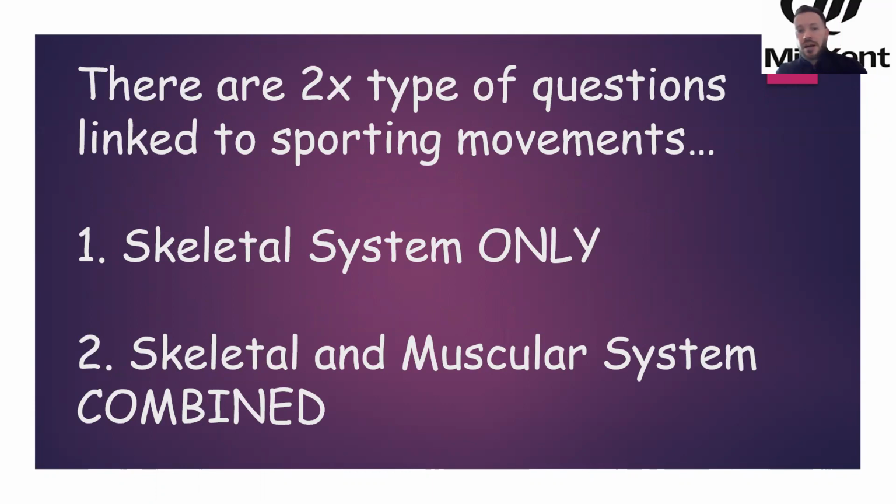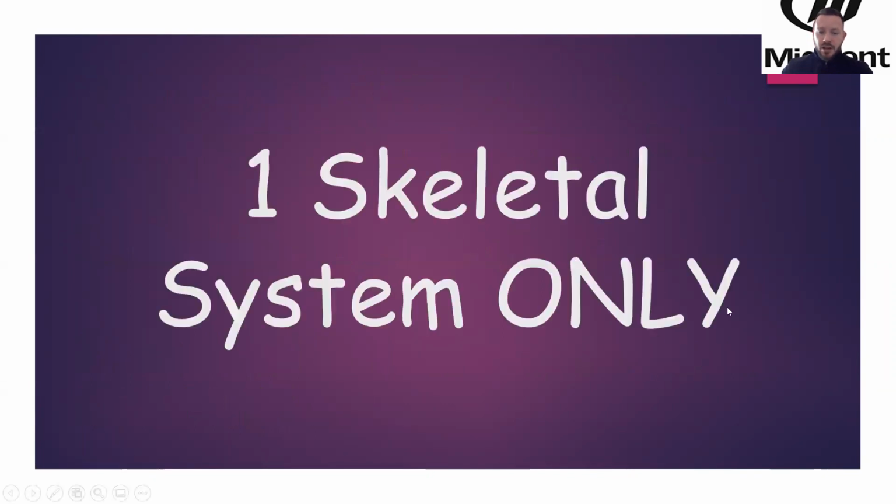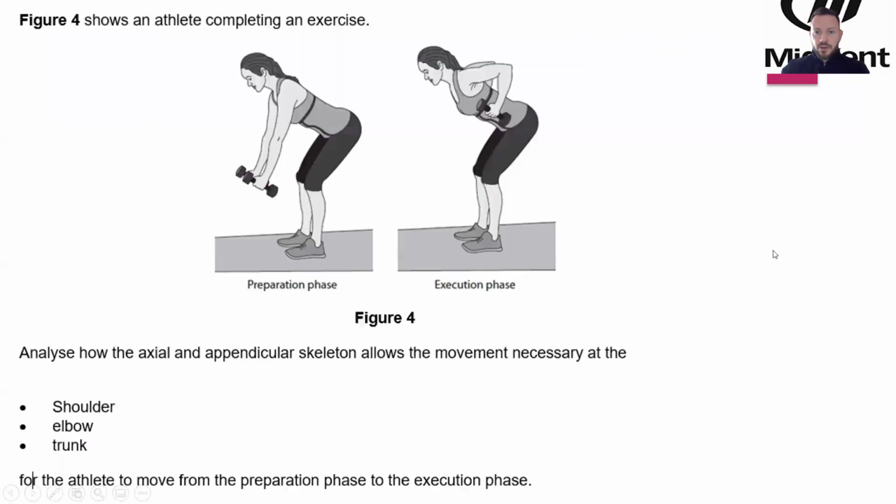There's two types linked to the sporting movements. The first one is just the skeletal system or the skeleton on its own linked to movement. And the second one, which is with more marks, is the skeleton and the muscular system combined. So let's just start with the skeleton question on its own for the time being. So let's have a look at what it looks like.